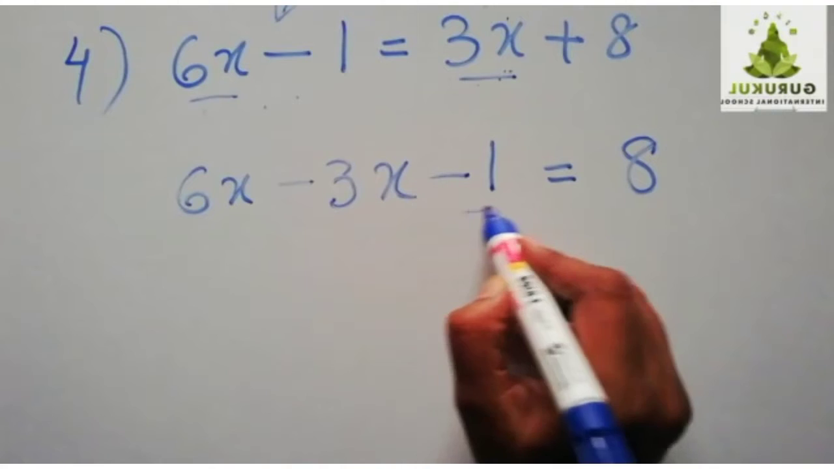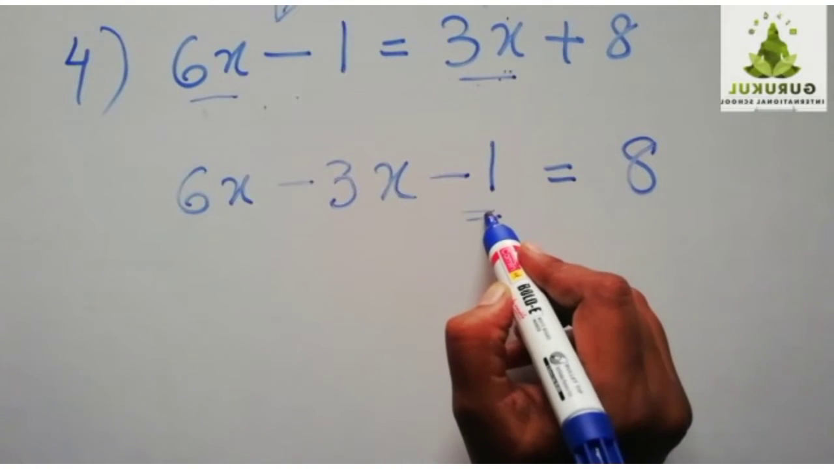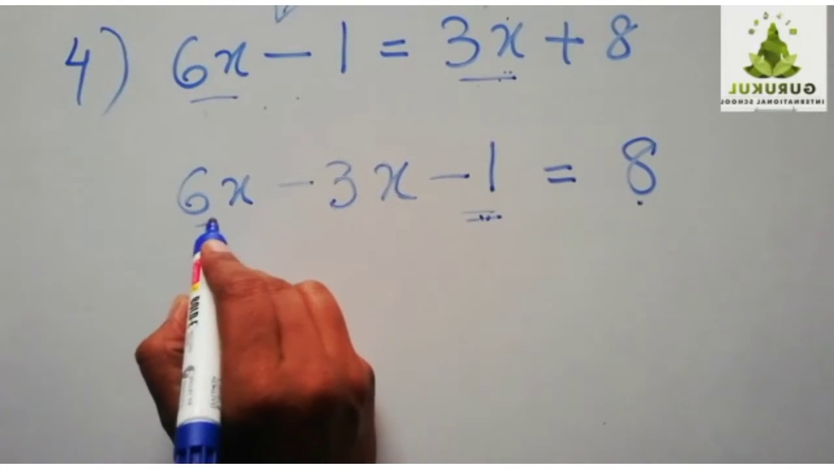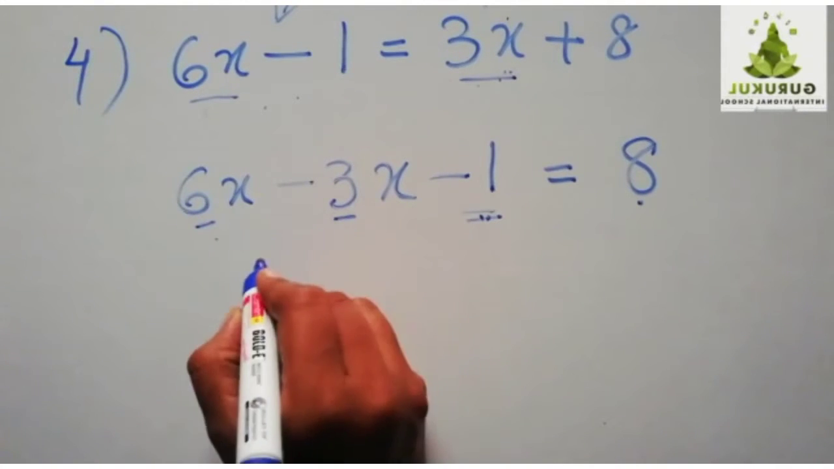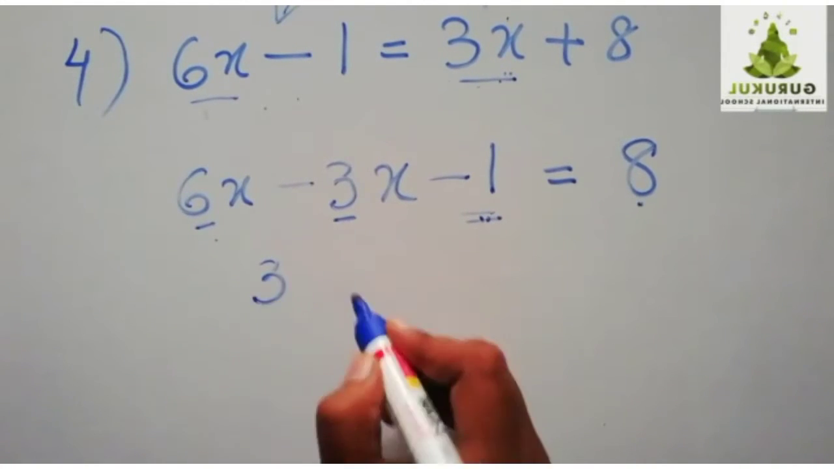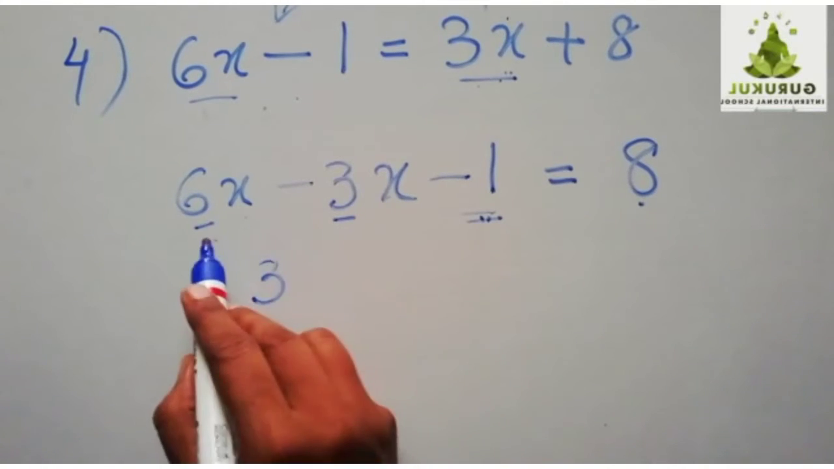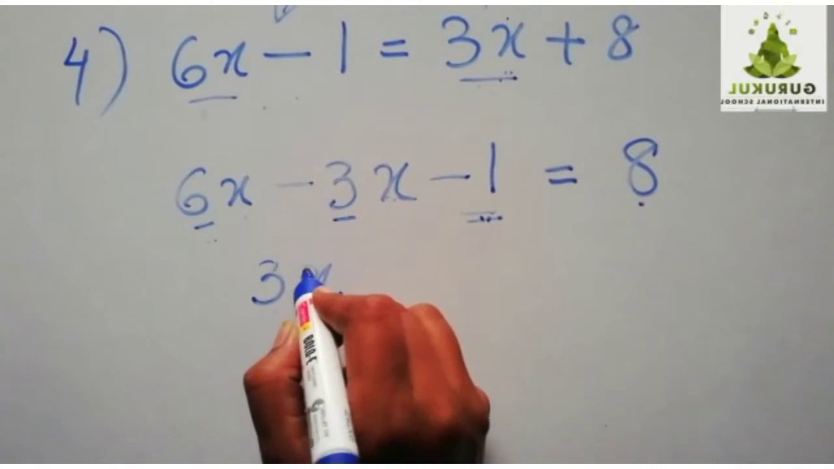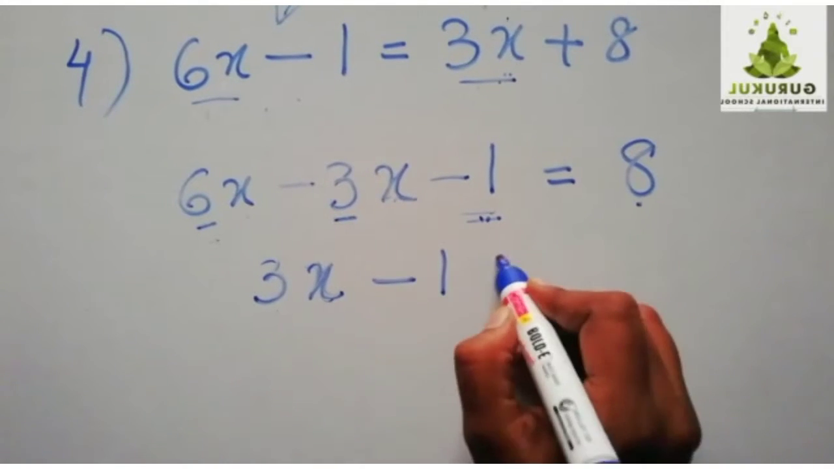Now I don't want this here. Minus 1 is a constant term. So this I will take to this side. So what I will get? Now first, before that, 6 and 3. 6 minus 3, you subtract the coefficients, because they are like terms, I can subtract the coefficients. 6 minus 3 is 3. X term it is. So 3x minus 1 equals 8.